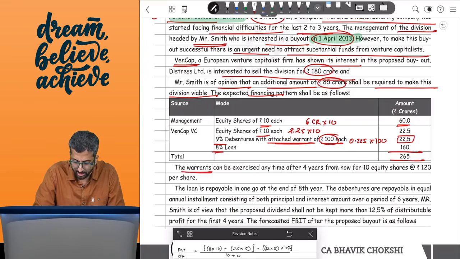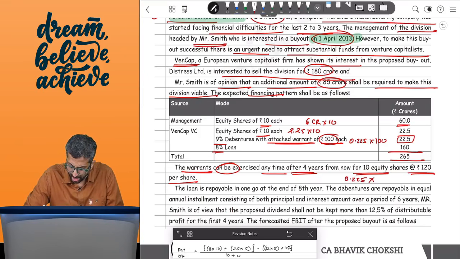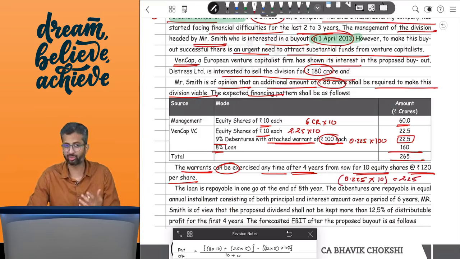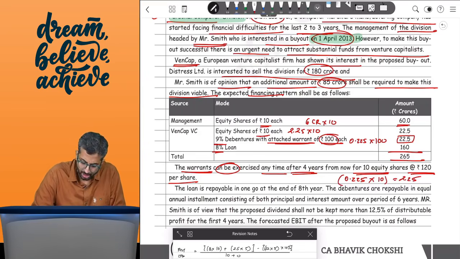The warrants can be exercised at any time after 4 years for 10 equity shares at the rate of rupees 120 per share. So Vencap, who has these 0.225 crore warrants, after 4 years can convert them into 10 equity shares each, and hence in return get around 2.25 crore equity shares, but this will not be free of cost. They will have to pay 120 rupees per share, let us say after 4 years. Fair enough. The loan is repayable at one go at the end of 8th year.